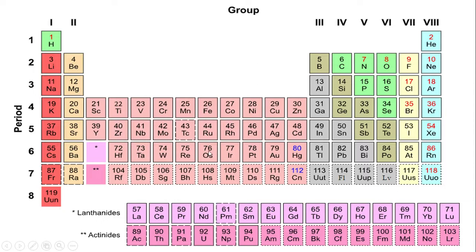The center of the periodic table is metals. The non-metals are mostly on the right side: the noble gases, the halogens, oxygen, sulfur, phosphorus, nitrogen, and carbon. Then we have the metalloids: boron, silicon, germanium, arsenic, antimony, tellurium, and polonium. Those are the metalloids. The rest, the lanthanides and actinides, are metals.